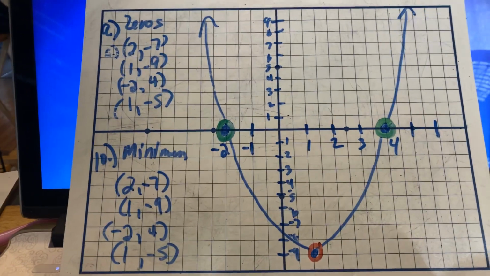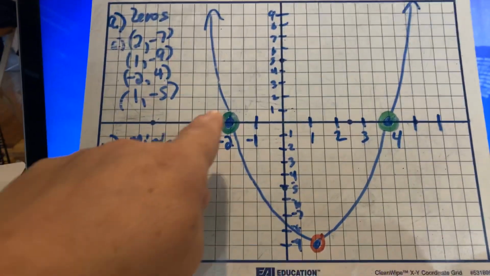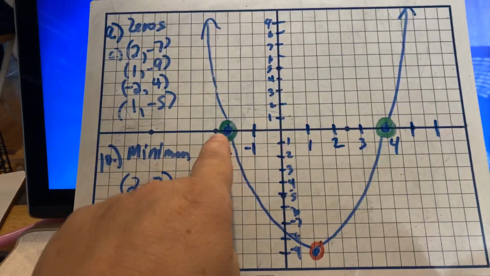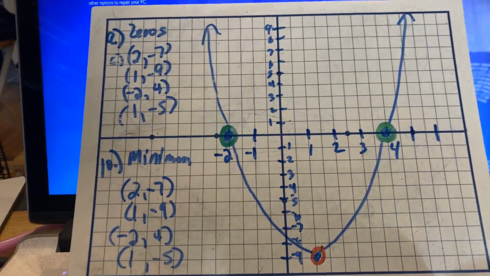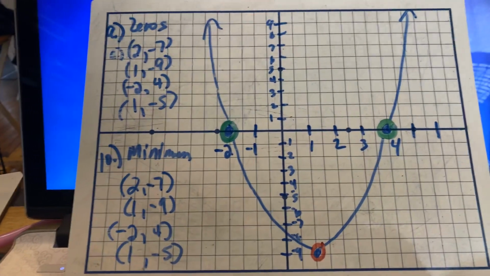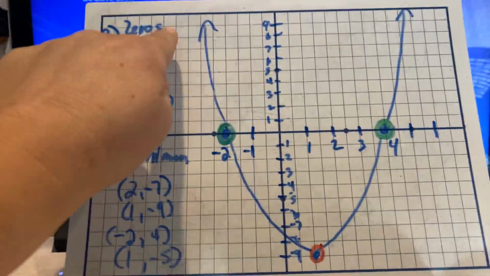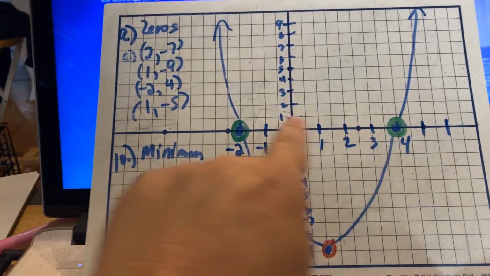So number 9 says, where are the zeros? And if you recall, the zeros are the same as the x-intercepts. They're the same as the solutions. They're the same as the roots. All of those 4 words mean the same. So the zeros is where it crosses the x-axis.